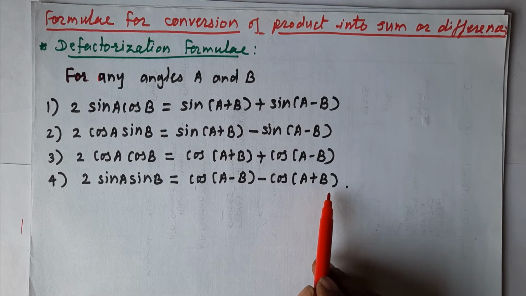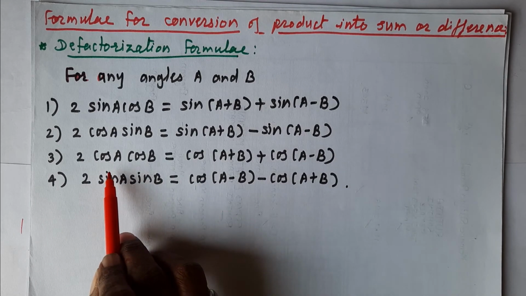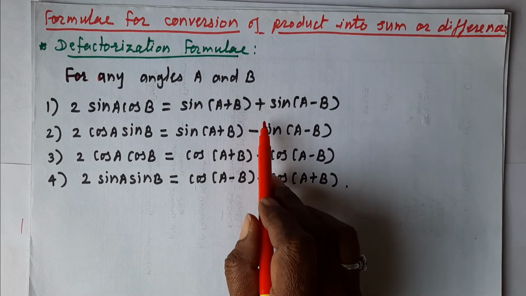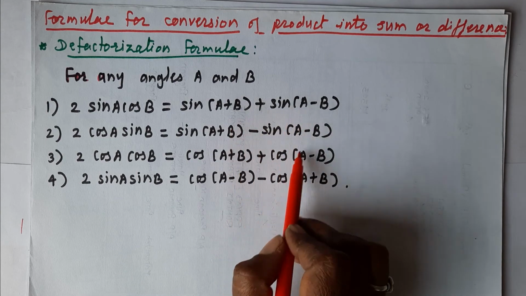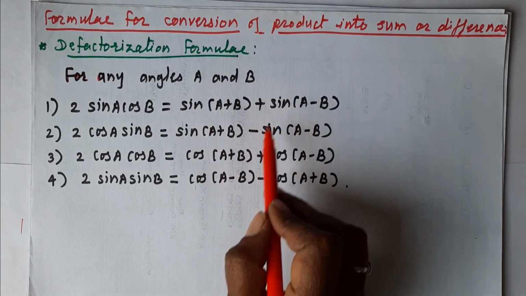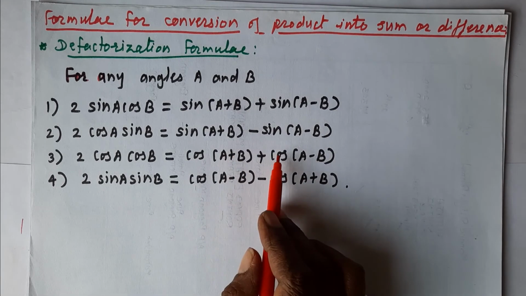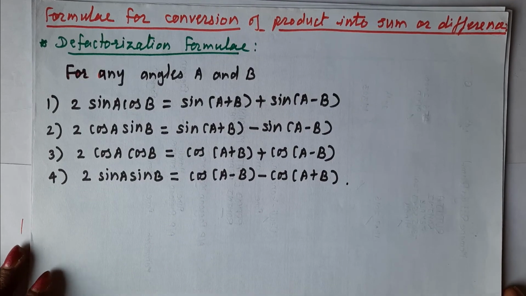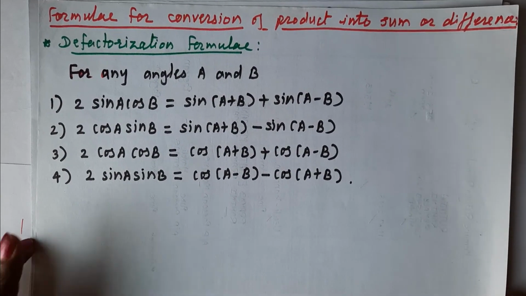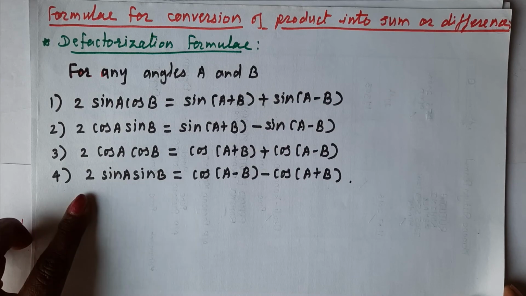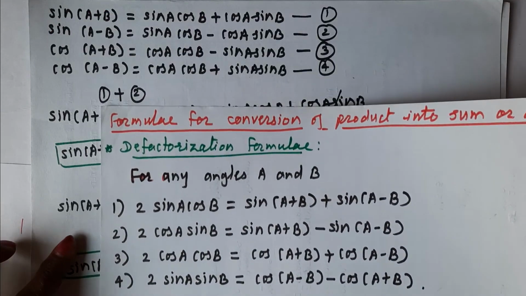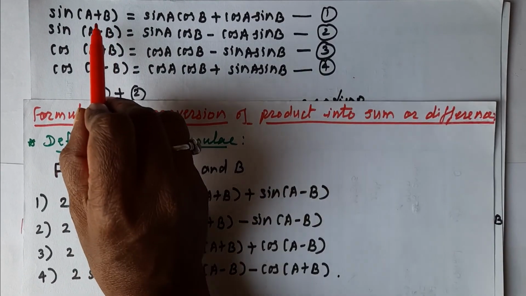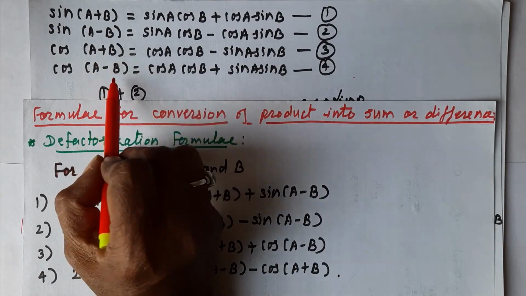See, in these defactorization formulae, there is a product on the left hand side and we are converting this product into addition and subtraction, that is sum or difference. On the right hand side, there is sin A plus B, A minus B, cos A plus B, A minus B, which means these are formulae of allied angles. There is no need to prove the defactorization formulae again. We have already derived these formulae in the proof of factorization formulae.